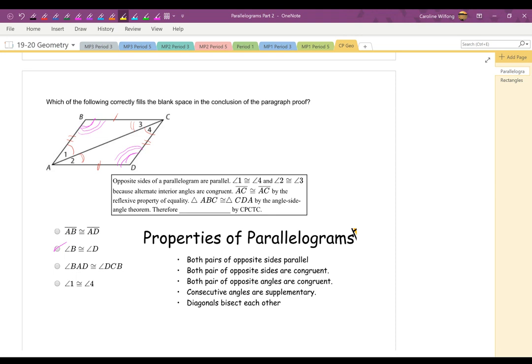And the other, we already knew that they gave us that angle 1 is congruent to angle 4, so that would not fit for the blank that we would need to fill in. So that's why our good conclusion is going to be that angle B is congruent to angle D.